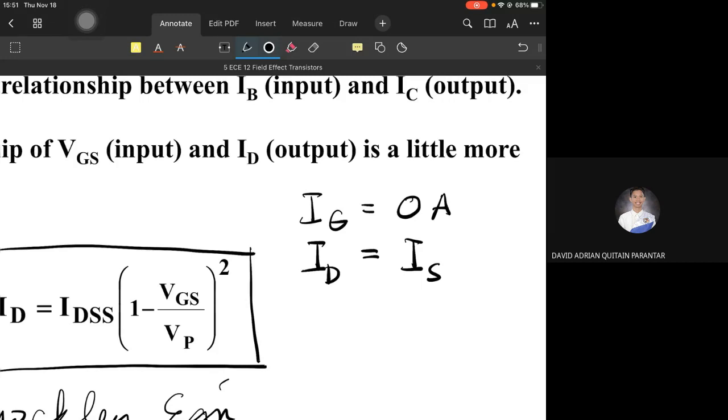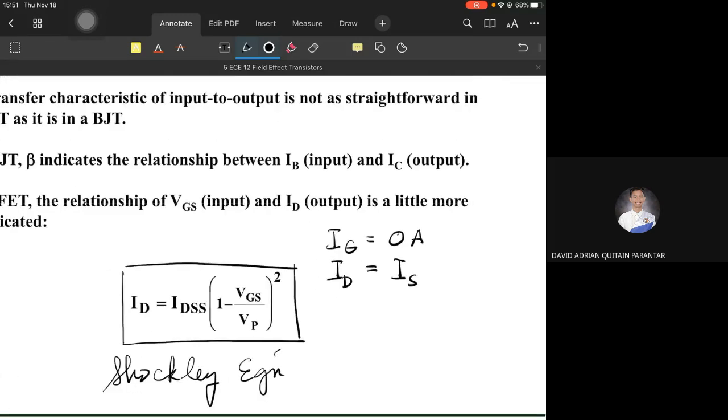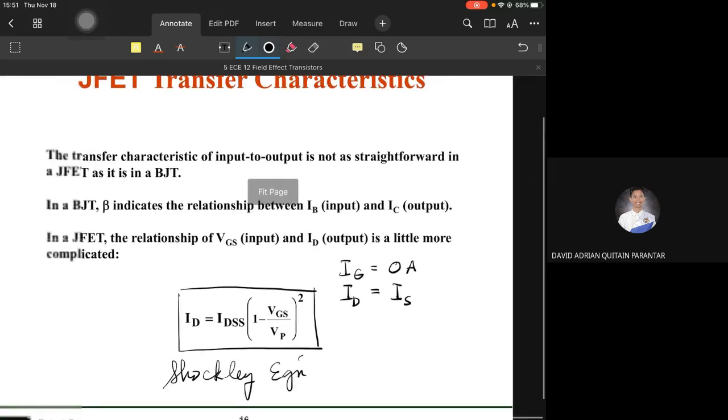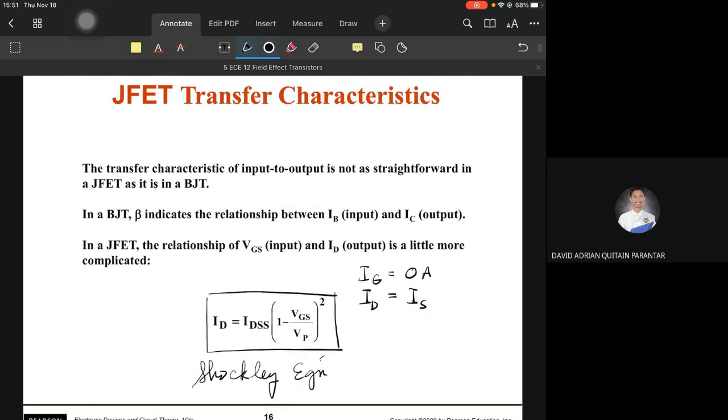So yeah, I think that's it. This is the only formula that we need, at least when we analyze JFET amplifiers in the DC domain.